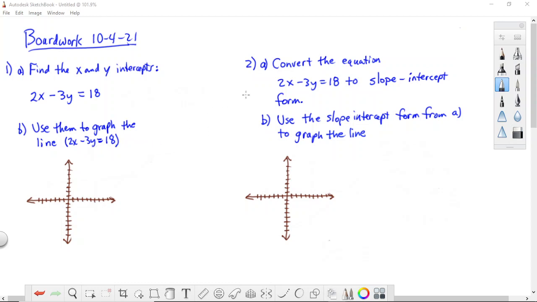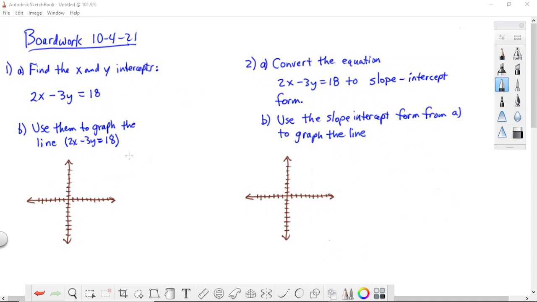Okay. Number two says convert the equation, it's the same one, notice, to slope-intercept form, and then use the slope-intercept form that you just found to graph the line. So you should get the same graph both times. You might look at the first one and say, well, I don't remember doing them that way. That's all right. You should be able to figure it out, because if you have those intercepts, you just connect them, and that is the graph of the line. Okay, so pause this, give it a try.